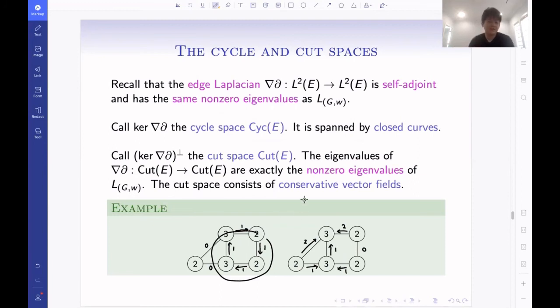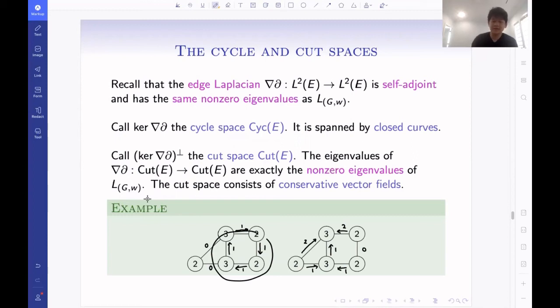Actually, the cut space consists of what you can think of as conservative vector fields, because these are exactly the vector fields such that when you take this path integral on a closed curve, you always get 0. So it's an analog of a conservative vector field in vector calculus. Anyways, because we're taking the orthogonal complement of the kernel, the eigenvalues of the edge Laplacian restricted to the cut space are exactly the non-zero eigenvalues of the edge Laplacian, which are exactly the non-zero eigenvalues of the vertex weighted Laplacian.